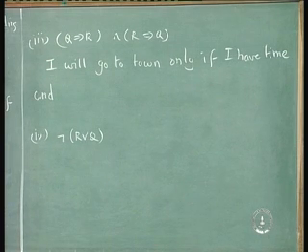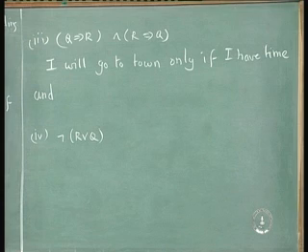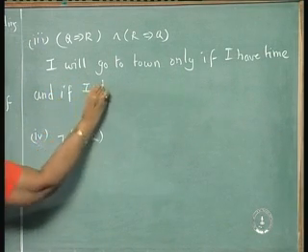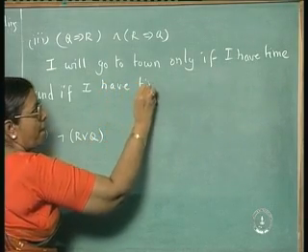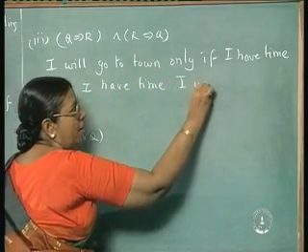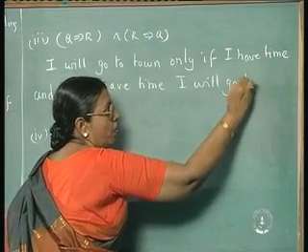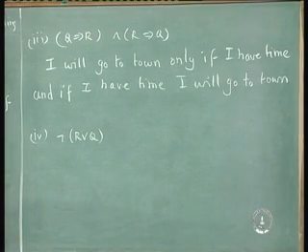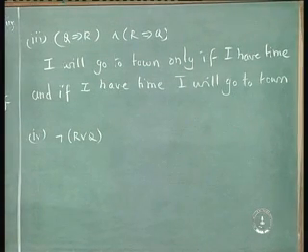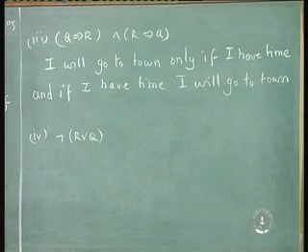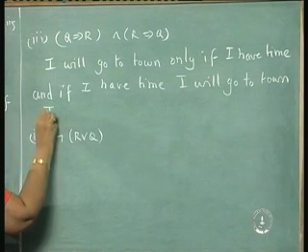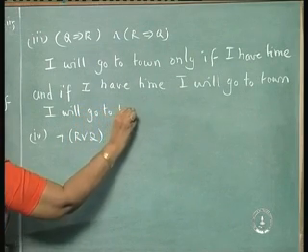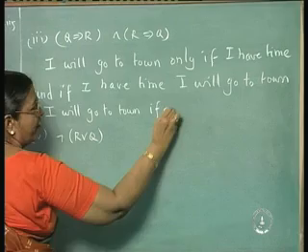Then R implies Q, you must write, if I have time, I will go to town. Or equivalently, Q implies R and R implies Q is equivalent to saying Q is equivalent to R. So this can be also written in the form, I will go to town if and only if I have time.